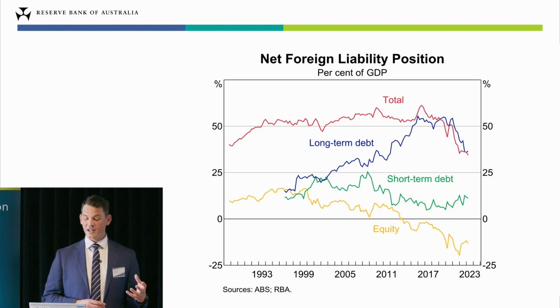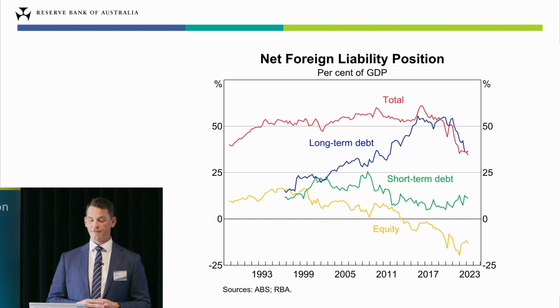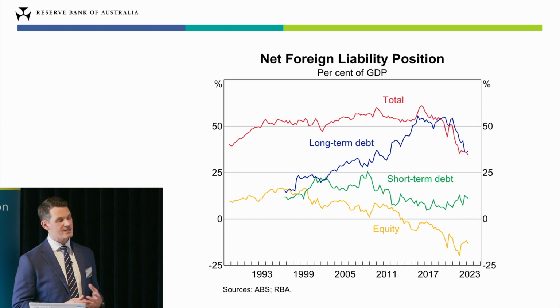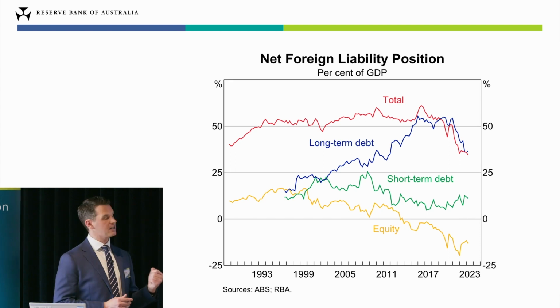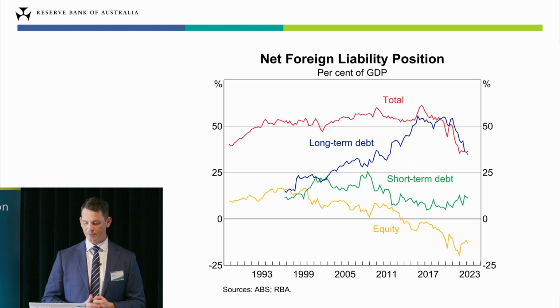So again, super funds have continued to increase the size of their foreign equity portfolios. And because of this, Australia's net equity asset position has continued to increase. And this has contributed to the decline in our overall net foreign liability position.